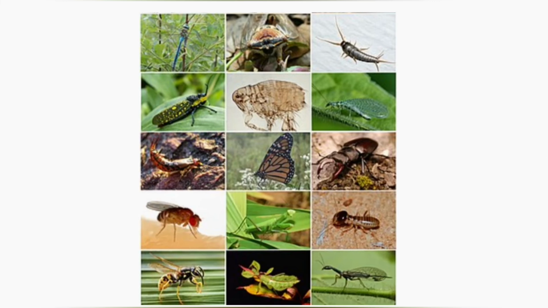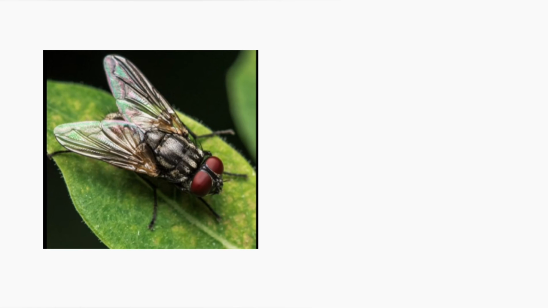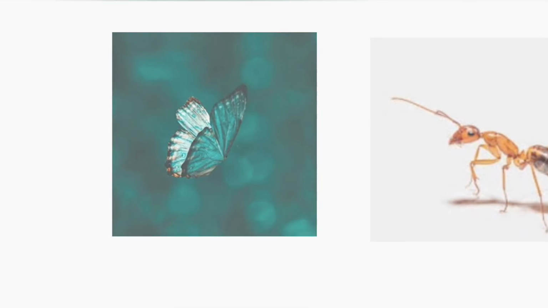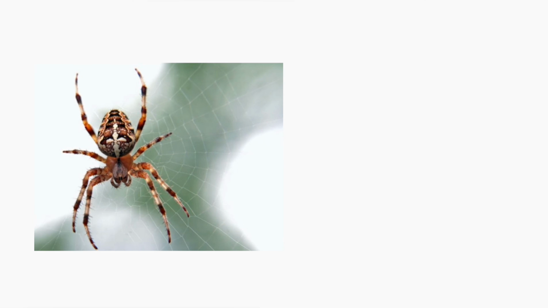Insecta. Their body is divided into three regions: head, thorax and abdomen. They have three pairs of jointed legs. Their head bears a pair of antennae and mouth parts. Common examples: butterfly and ants. Arachnida. Their head and thorax are fused together. They have four pairs of jointed legs. They have no antenna. Common examples: spider and scorpion.